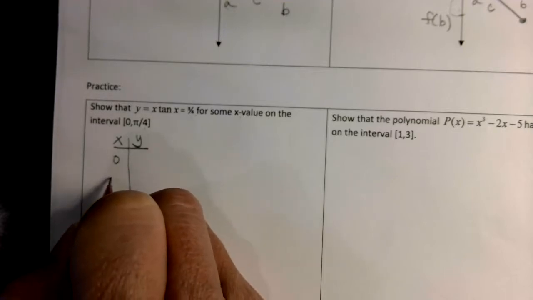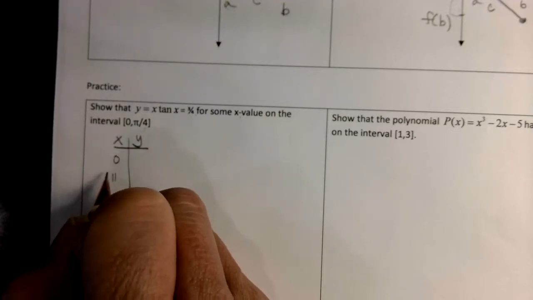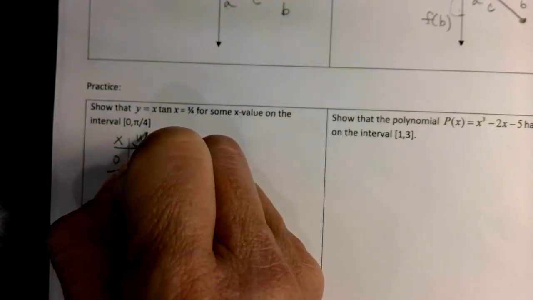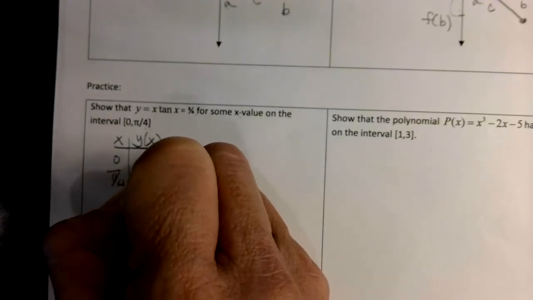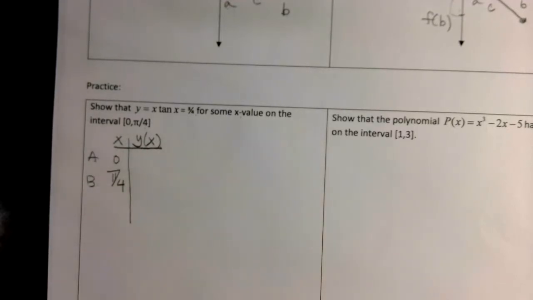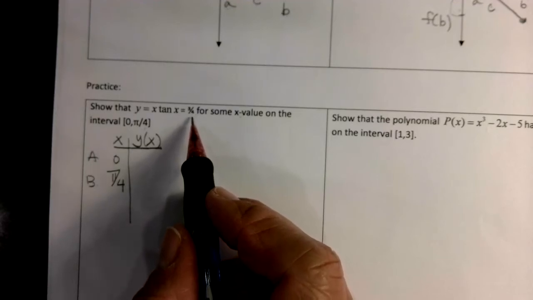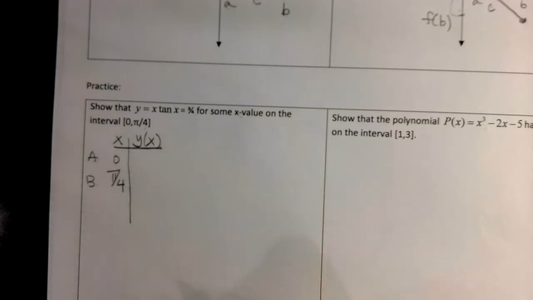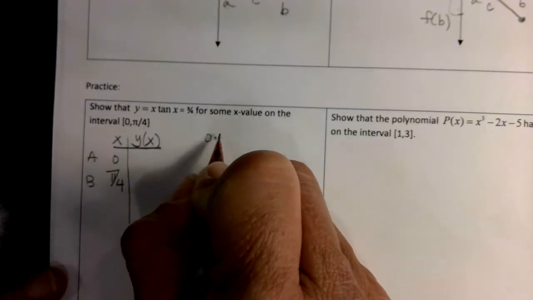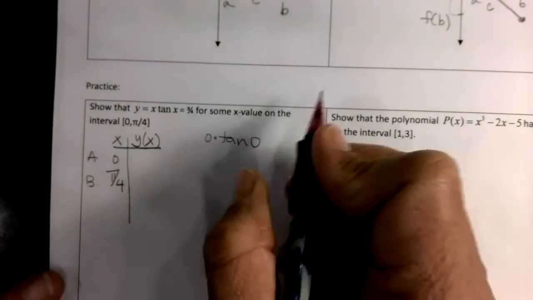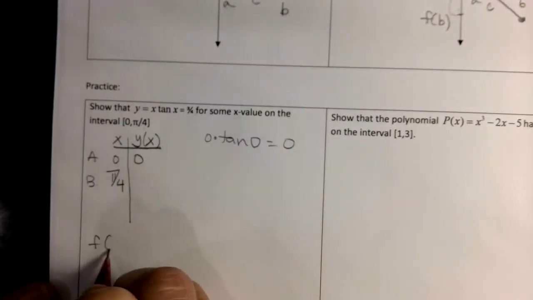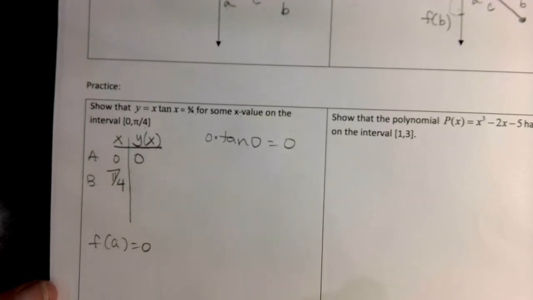And I have 0, right? My x's go between 0 and pi/4. So this is y of x. We're finding your point A and your point B, and we're just going to show that 3/4 is going to be between y of a and y of b. So if x is 0, what do we get? We get 0 times tan 0. Well, tan 0 is also 0, so all of that is a 0. Okay, so f of a equals 0.